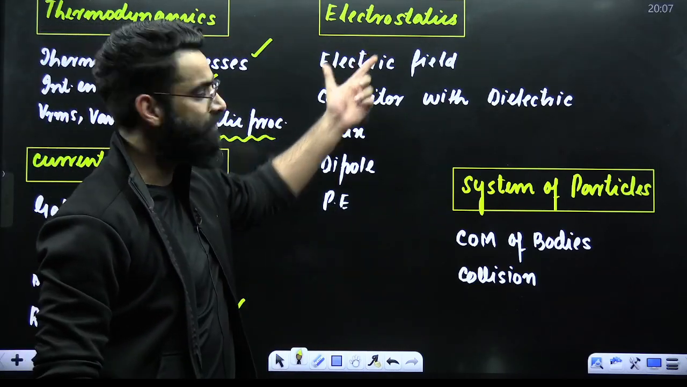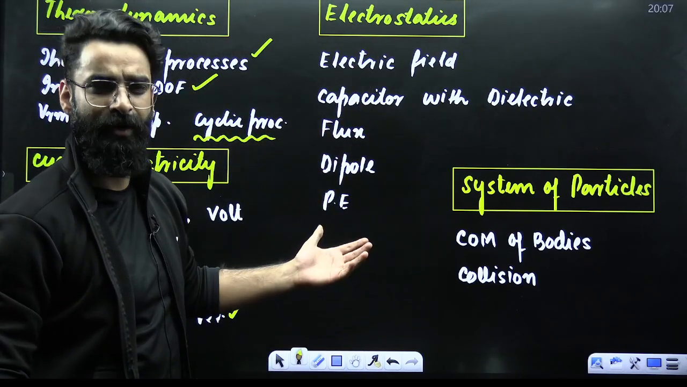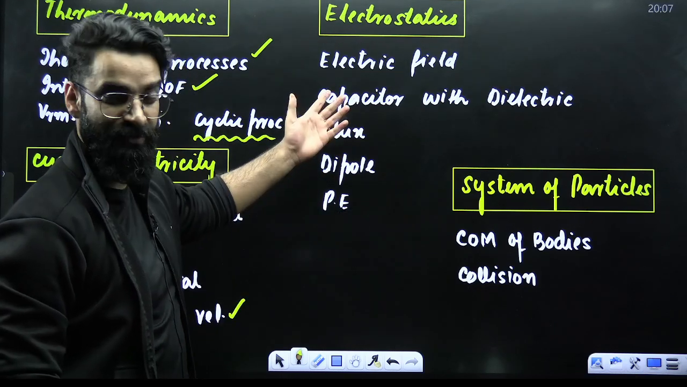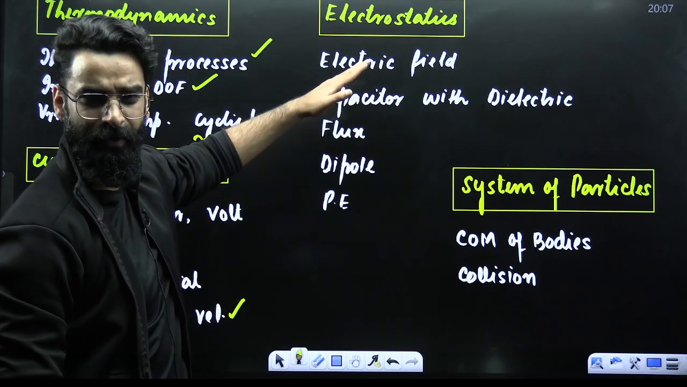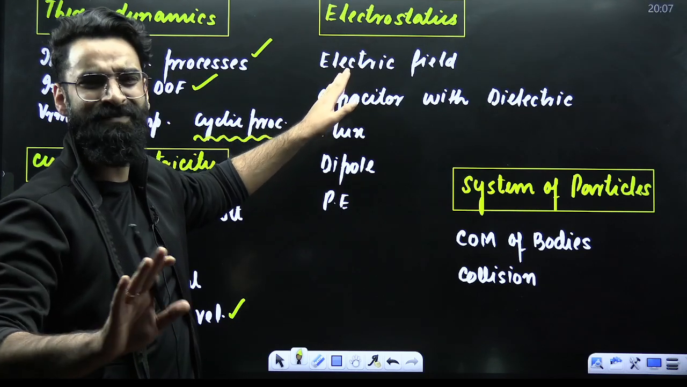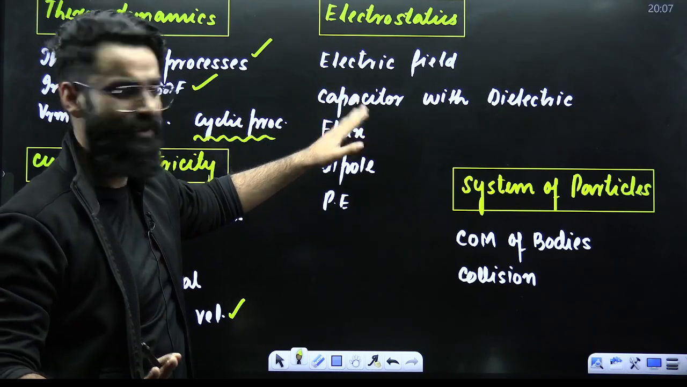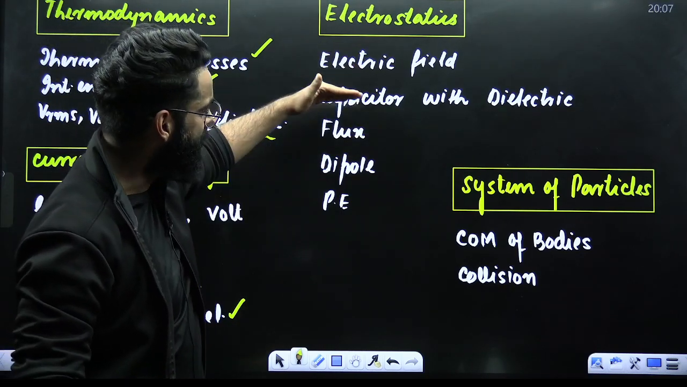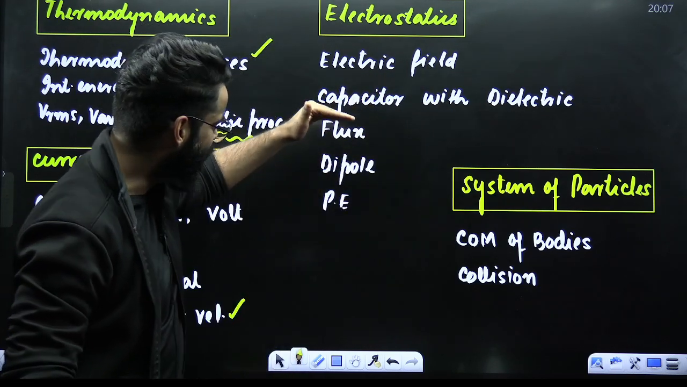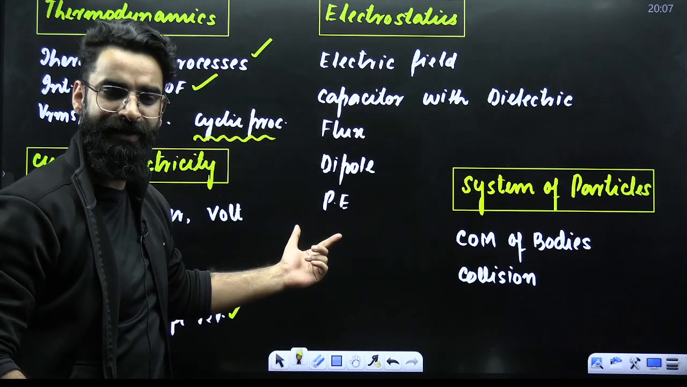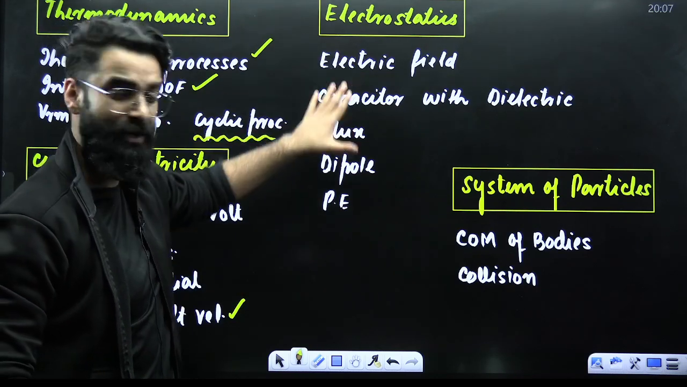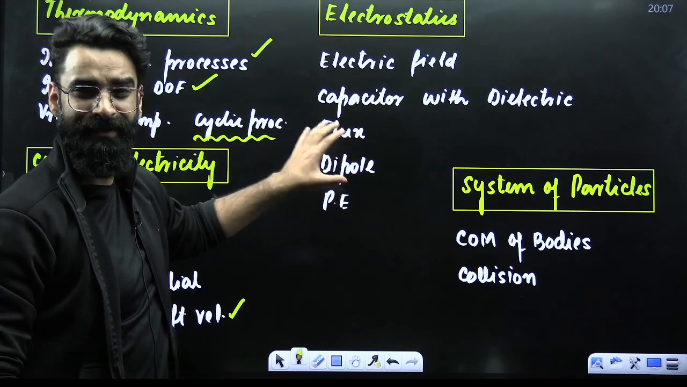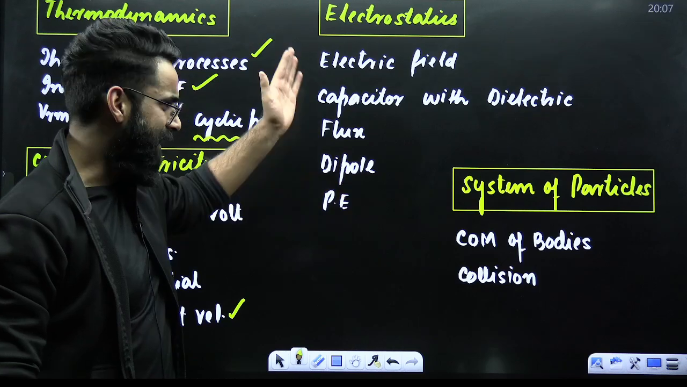When it comes to your electrostatics, my dear students, which is one of the most important chapters of your physics, from which almost 3 to 4 questions every year are asked. Electric field, one of the important topics. In electrostatics, my dear students, you cannot miss out any topic, by the way. Okay, so electric field, capacitor with dielectric, flux, dipole, and potential energy. I think this is your entire electrostatics chapter only. Perfect. So you cannot miss out a single topic in this particular chapter, because every year they are frequently asked.